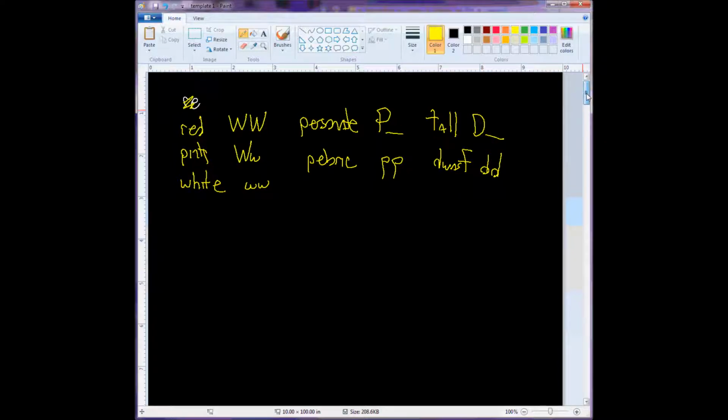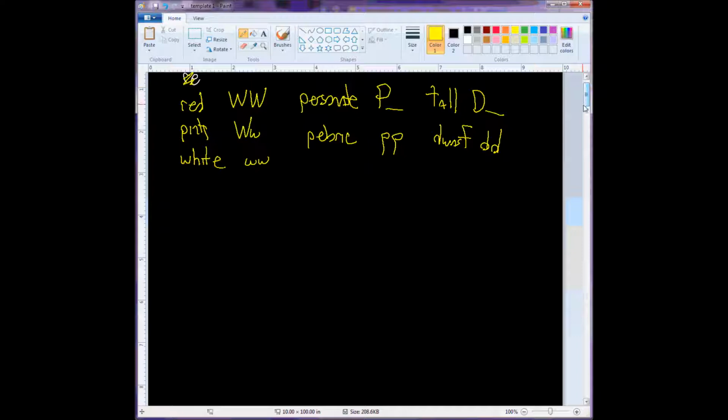So now for the question here: homozygous plants that are red, personate, and tall are crossed to those that are white, peloric, and dwarf. Determine the F1 genotypes and phenotypes.